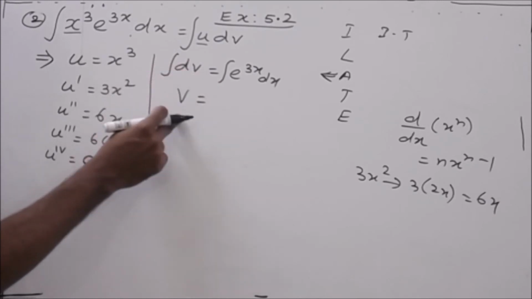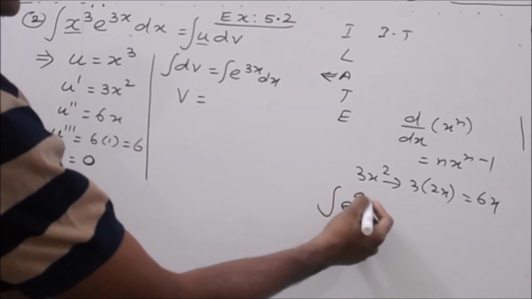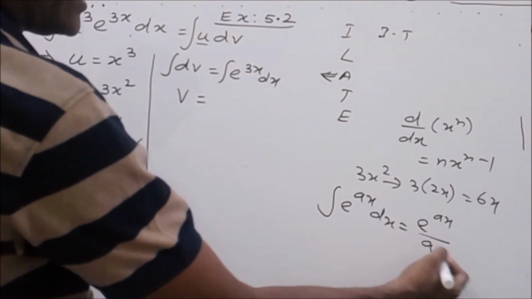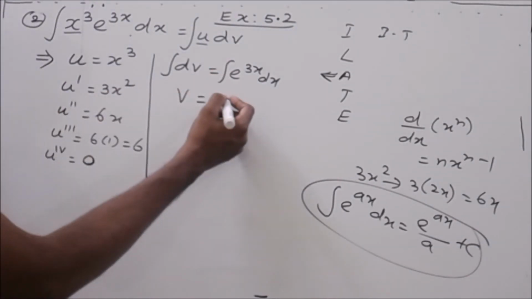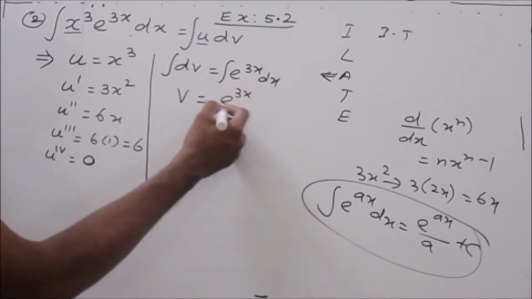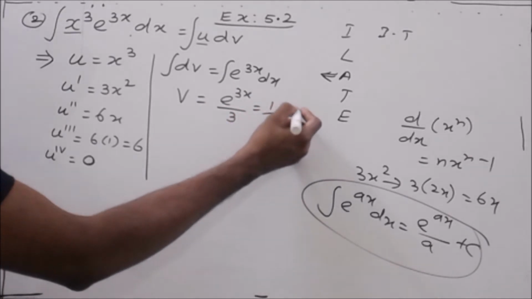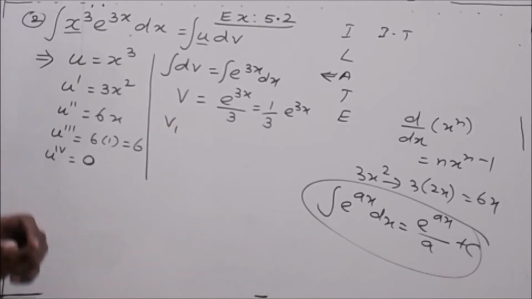Integral dv is v. Integral e power 3x dx. What is the formula of integral e power ax dx? e power ax by a plus c we have. So substituting here, e power 3x divided by 3, or we can keep 1 by 3 e power 3x. Then v1, how long should we do repeated integration? Till v4.